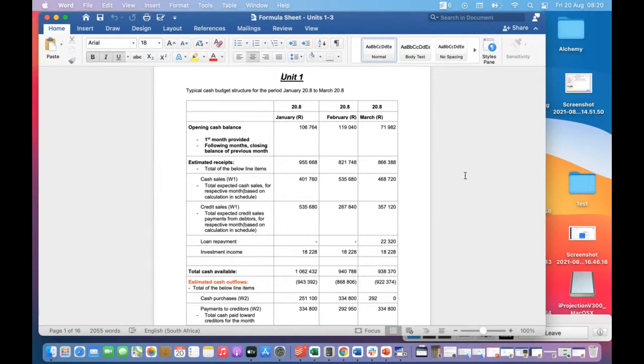When we say credit sales, we're talking about people who have bought from us previously on credit, and now they're only paying. So in order to estimate what our credit sales will be, because cash sales is easy, whatever is in the till in that month, those are our cash sales.